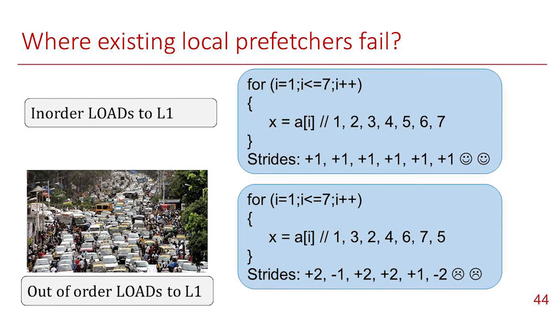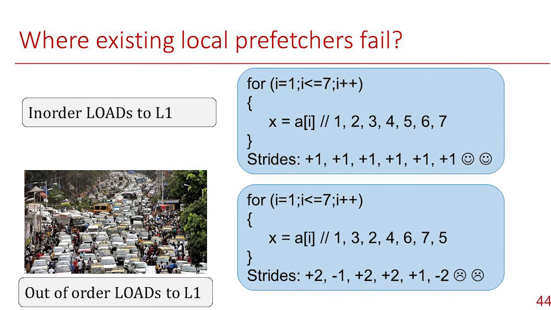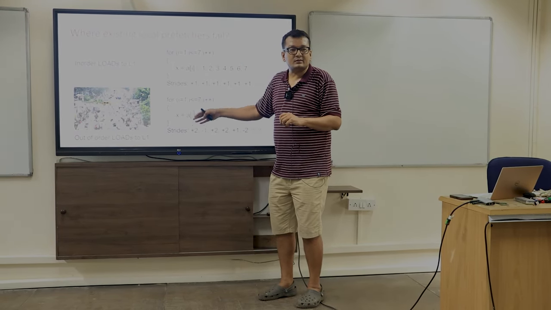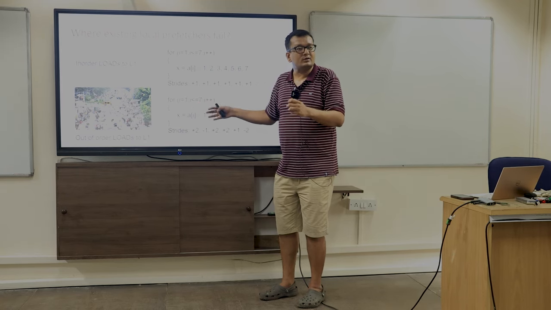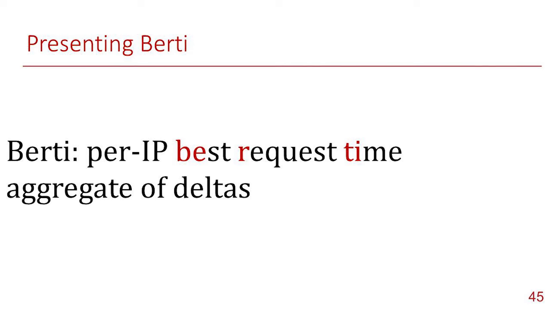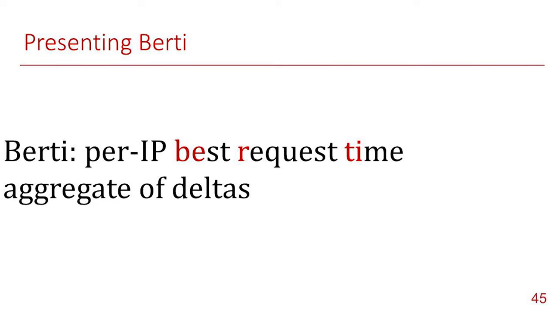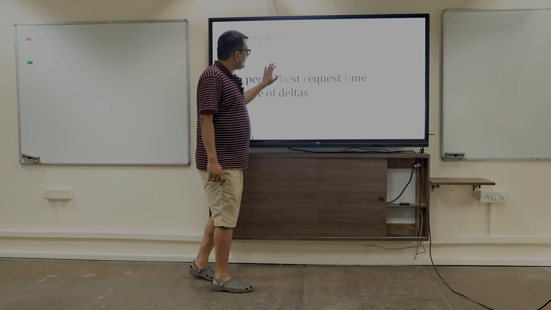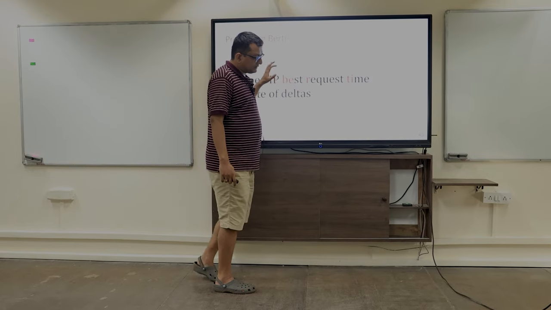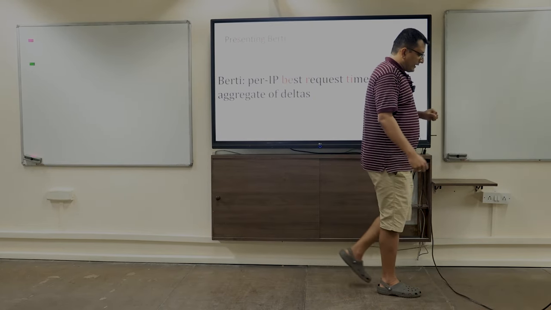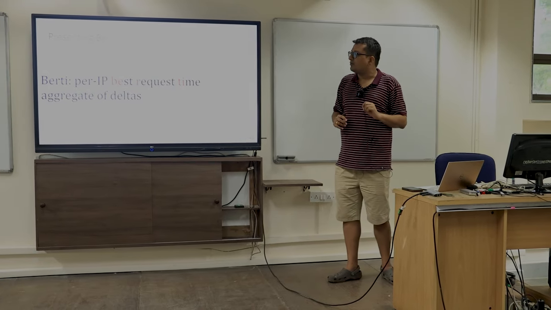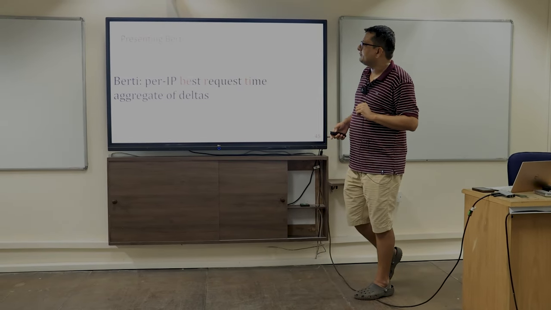Plus 2, minus 1, plus 2, plus 2, plus 1, minus 2. What do I do? And as I said, this is dependent on the load, like which particular data structure you are using. For every load, the access pattern is different. So what we propose is an idea called Berti. The idea is for every load request, you try to find out the delta, and the delta that you can actually prefetch on time. Okay, I'll explain what exactly I meant by on time.